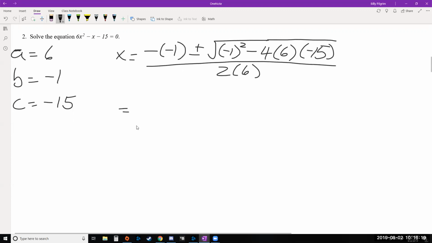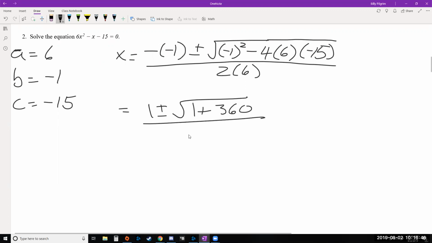All right, so starting our simplification here, negative negative 1 is 1, plus or minus the square root of, like I said, negative 1 squared is positive 1. Notice here we have negative 4 times 6 times negative 15. We have a negative and a negative, so altogether it's going to be positive, so we'll go ahead and write a plus here. And then we have 4 times 6 times 15, which is 360.